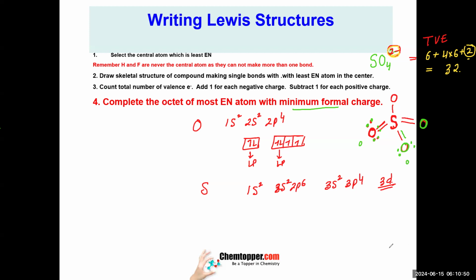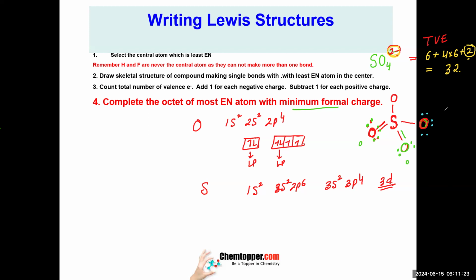Now you start paying attention to the central element also. Just check how many unpaired electrons the central element is providing. So it means don't make another double bond. Then complete the octet of this oxygen. For completing the octet, how many lone pairs are needed? 3. Now the octet is done.